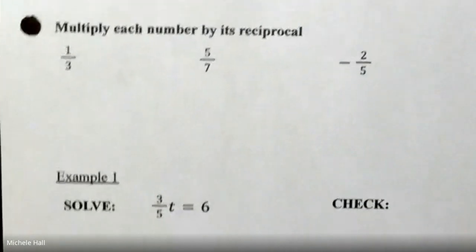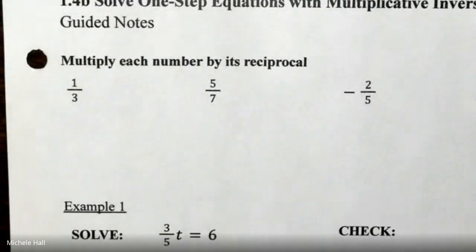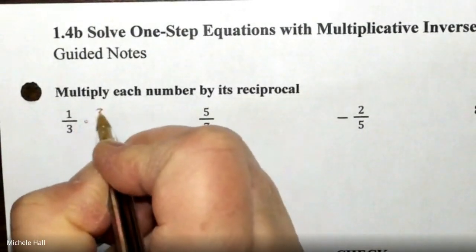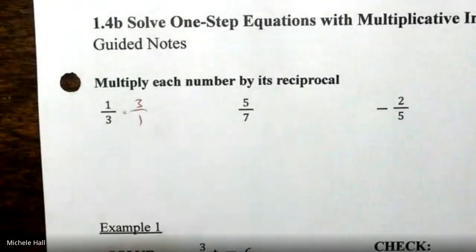1.4b. We're going to be using the reciprocal today. It says to multiply each number by the reciprocal. 1.4b notes. What's the reciprocal of 1/3? Very good. We use it when we're dividing fractions. Okay, so I'm going to multiply by the reciprocal of 3/1.